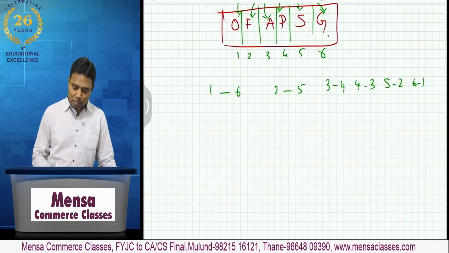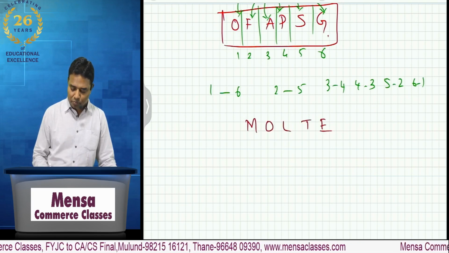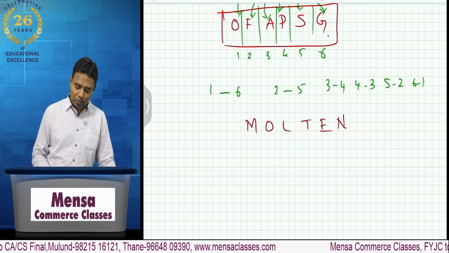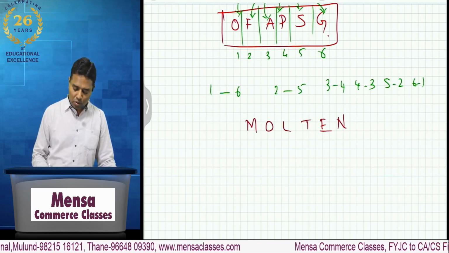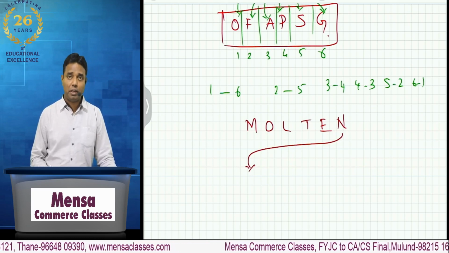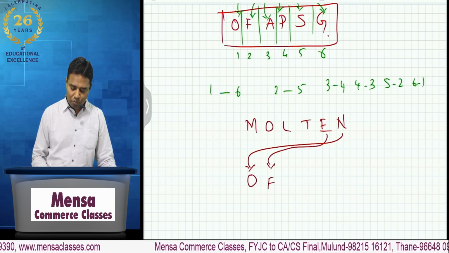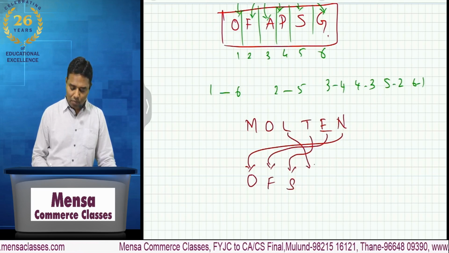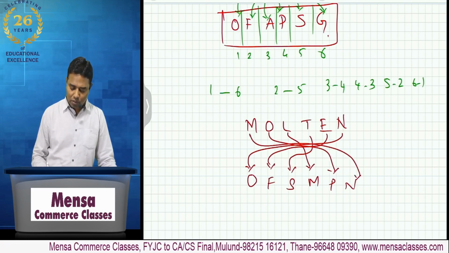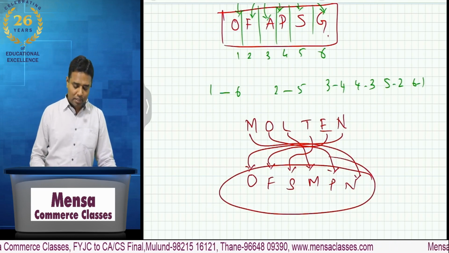And which is the word we are supposed to break? The word we are supposed to break is molten, right? So obviously box number 6 corresponds to the first letter, so it will become O. E will become F. T will become S. L will become M. O will become P. M will become N. So what is the correct answer? O, F, S, M, P, N. That is the correct answer, right?